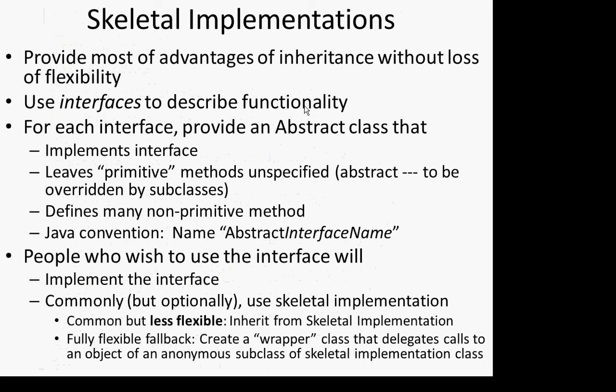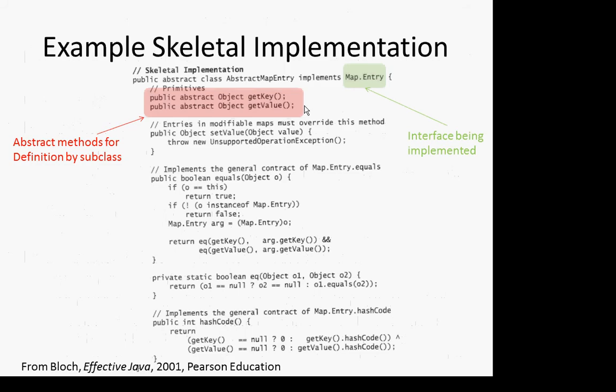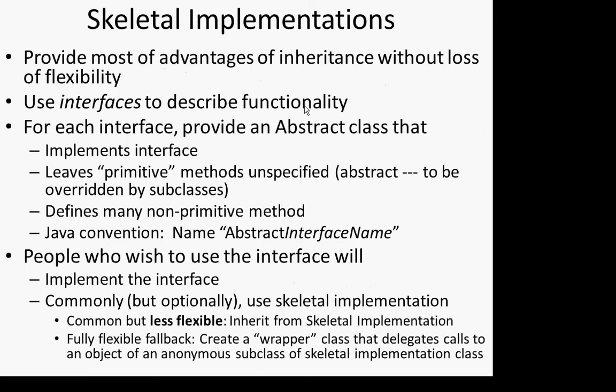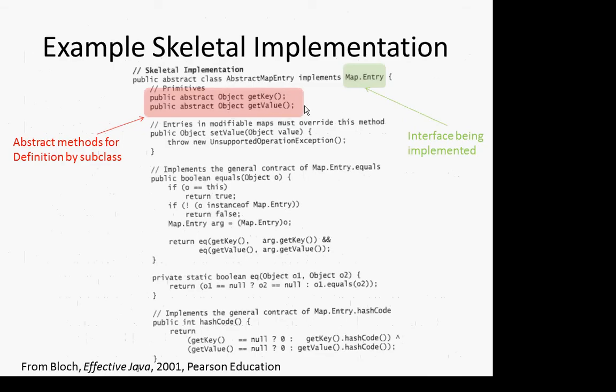We use interfaces to describe functionality, and then we provide an abstract class that implements the interface. It leaves certain methods to be filled in, but it provides other, non-primitive methods, okay? And then, if people want to use the interface, they can implement the interface, but they can use your skeletal implementation to make it extra easy. Okay, so let's take a look at this. So here's an example skeletal implementation class. Here we have this abstract map entry. It implements an interface, map.entry.